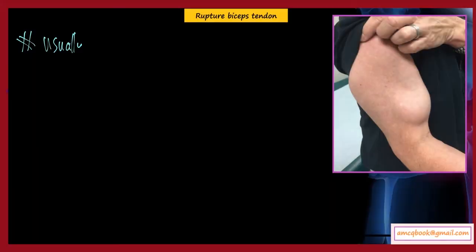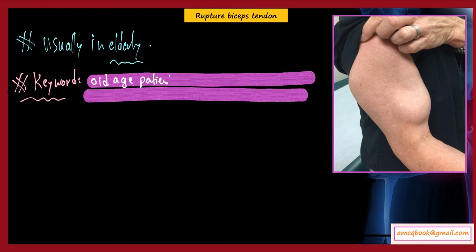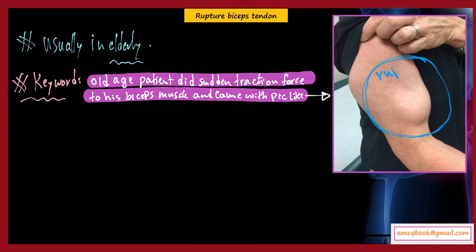Finally, rupture of the biceps tendon. It usually occurs in the elderly, and the keyword of it will be an old age patient who did a sudden traction force to his biceps muscle and came with a picture like this. This picture is very important. This represents rupture of the biceps tendon.